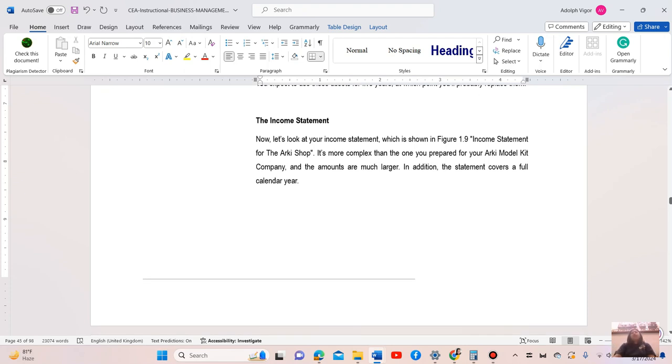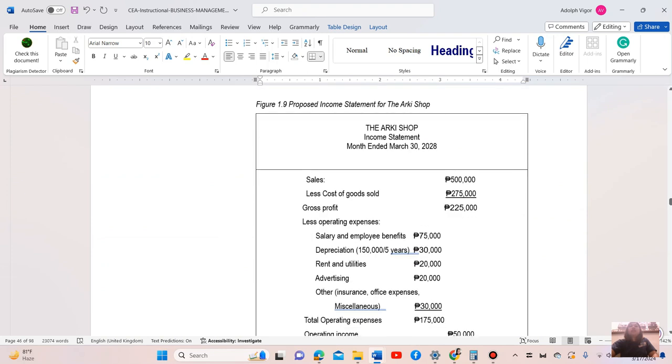So that's the balance sheet for a more complicated setup on an accrual accounting basis. Now let's go to the income statement, which is shown in figure 1.9, income statement for Archie Shop. It's more complex than the one you prepared for your Archie model kit company, and the amounts are much higher. In addition, the statement covers a full calendar year. This is the proposed income statement for Archie Shop.